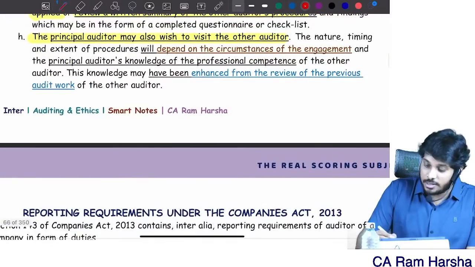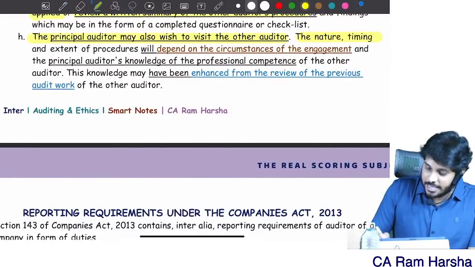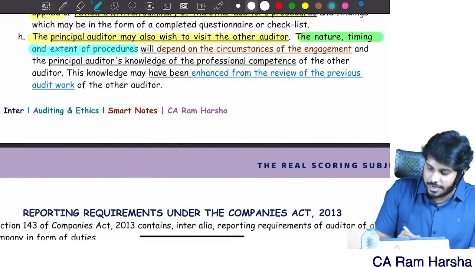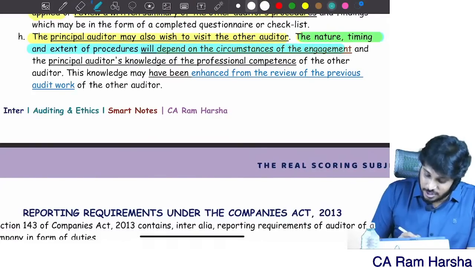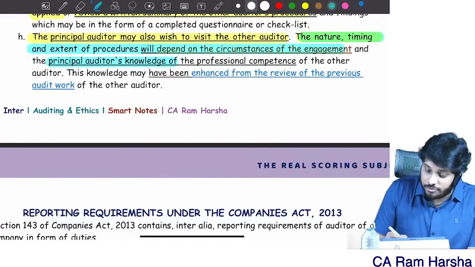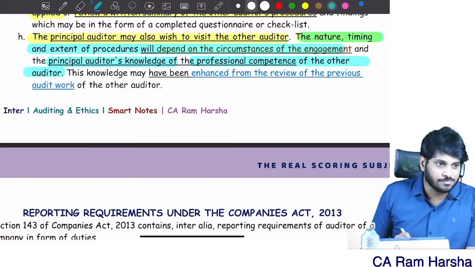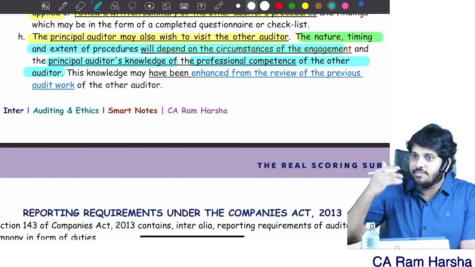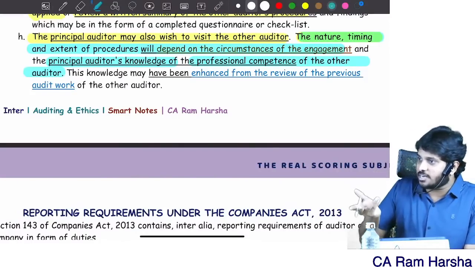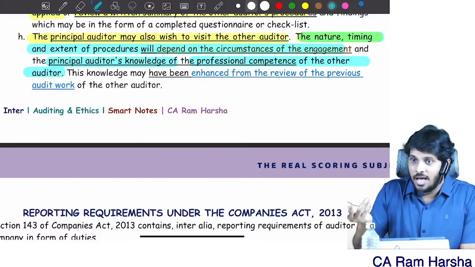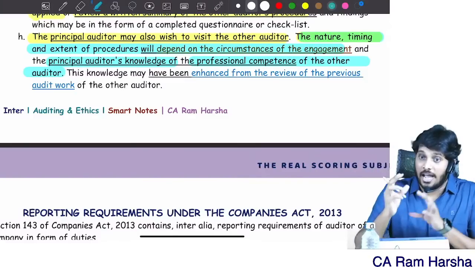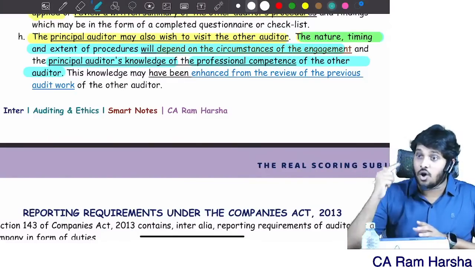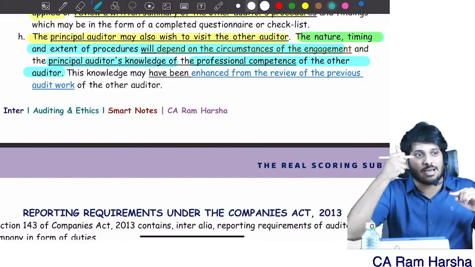All this depends upon the circumstances. The nature, timing, and extent of these procedures depend upon the circumstances of the engagement and my knowledge of the competence of the other auditor. To what extent I will discuss with him, interact with him, direct him, how I will get a representation from him, and the involvement with him depends upon circumstances. It also depends upon my knowledge of his competence.